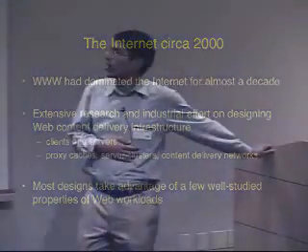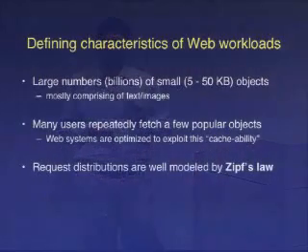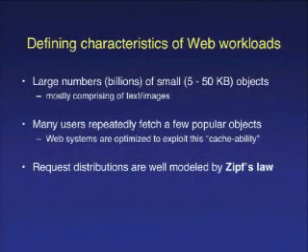Now, in 2000, the web had already dominated the internet for almost a decade. A tremendous amount of research, both in industry and in academia, went into designing the infrastructures for delivering the web workloads. Infrastructures such as clients, servers, proxy caches, server clusters, content delivery networks, and so on. Most of these infrastructural designs rely on a few critical but well-studied and well-understood properties of the web workloads. First, the web workloads comprise a very large number of very small files. Typically, the web objects are 5 to 50 kilobytes in size. That's primarily because they contain text or images.